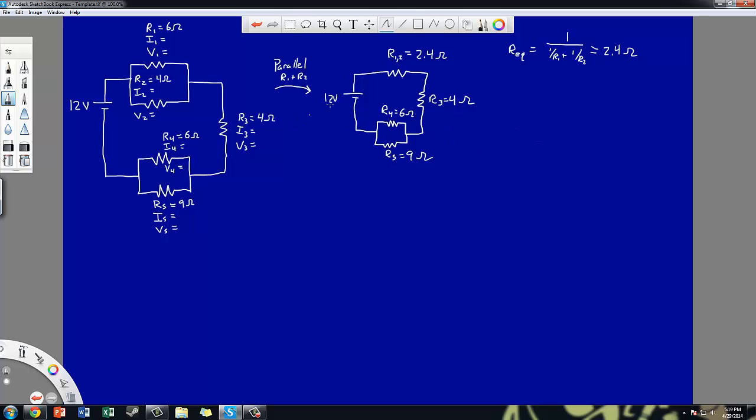And so instead, I'm going to go ahead and just take care of that parallel right here. So this is going to be another parallel combination of R4 and R5. And I'm going to redraw it. There's my battery, 12 volts.